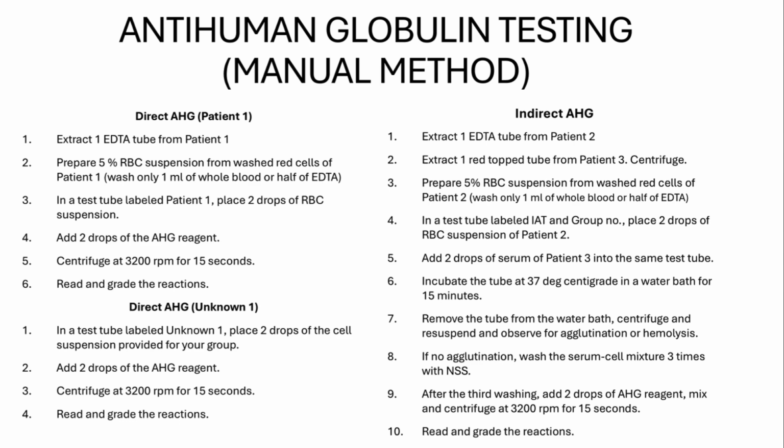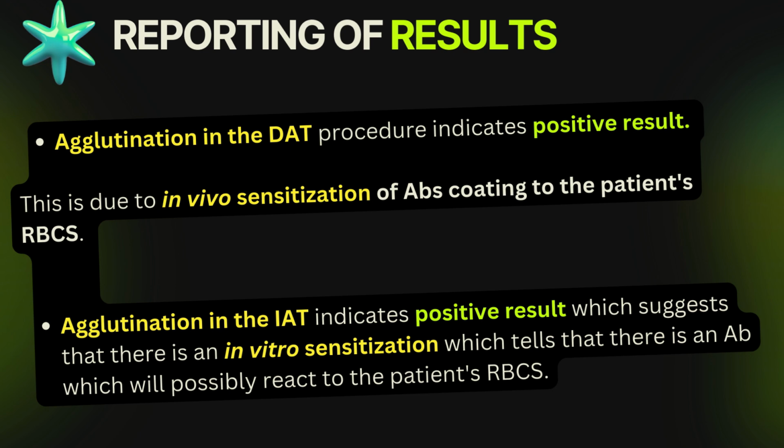Remove the tube from the water bath, centrifuge, and resuspend. Observe for agglutination or hemolysis. If there's no agglutination, wash the serum cell mixture 3 times with NSS, but not too much. You can just use 1 ml to 1.5 ml of NSS. And then after the third washing, add 2 drops of AHG reagent, mix and centrifuge at 3,200 RPM for 15 seconds. Then read and grade the reactions.